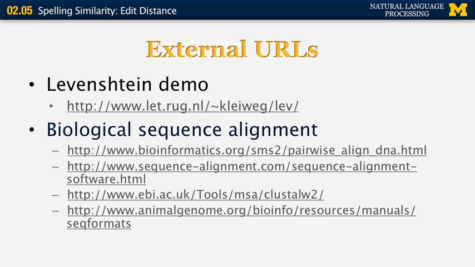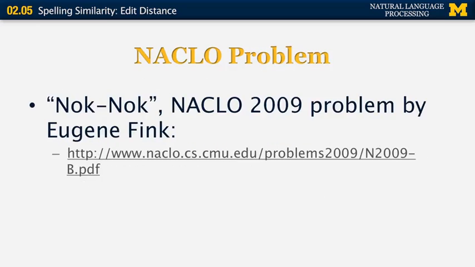So a few external demos. Levenstein demo is available at the URL shown on the top. And then I provide you here with a bunch of links to external sites that perform different forms of biological sequence alignment. And the NACLO problem related to this segment is called Knock Knock, which is spelled N-O-K, N-O-K. It's a NACLO 2009 problem by Eugene Fink. You can look at it on the external website, and then once you try to solve it, you can come back here.